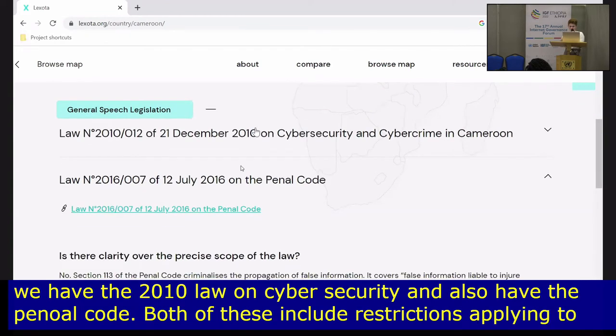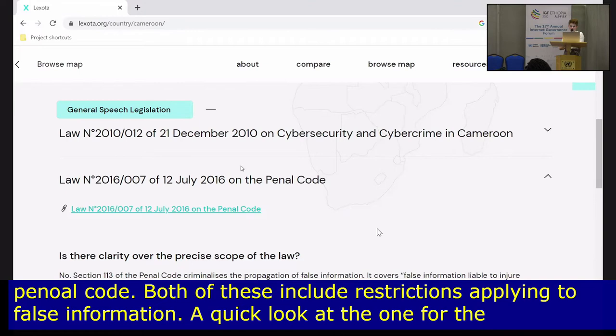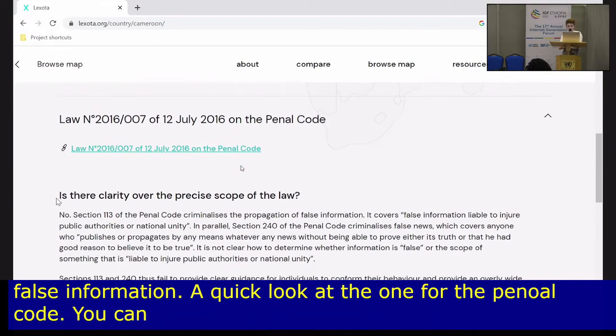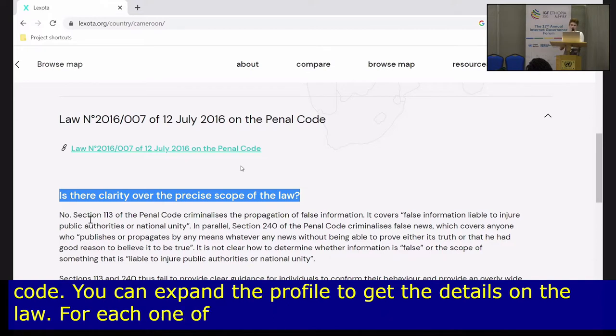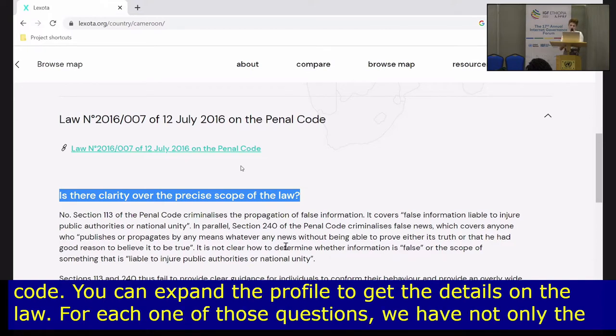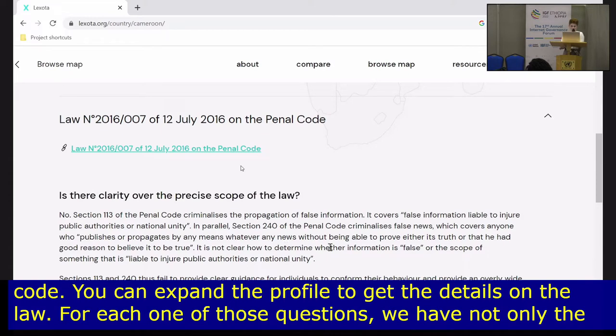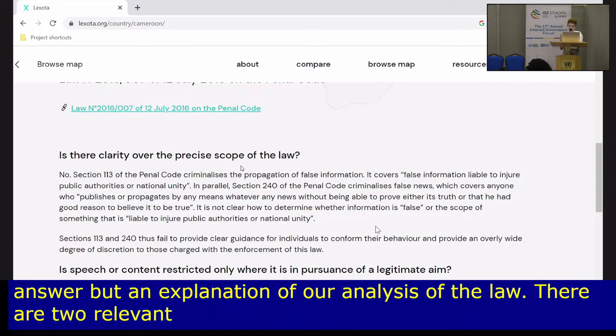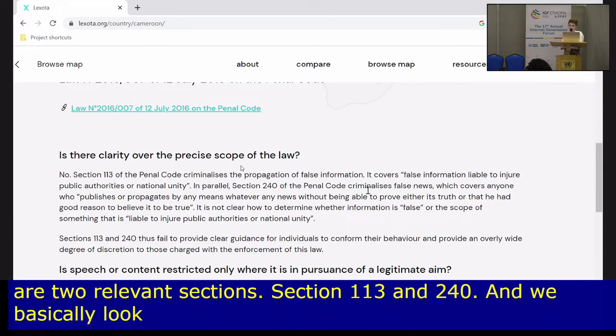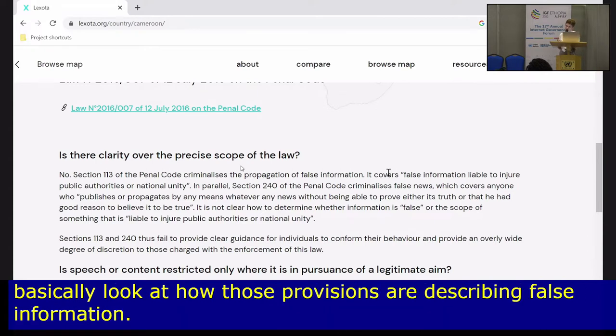You can expand the profile to get the details on the law. For each one of those questions, we have not only the answer, but also an explanation of our analysis of the law in relation to that question. For Cameroon's penal code, there are two relevant sections, section 113 and section 240. We look at how those provisions describe false information. One of them says false information liable to injure public authorities or national unity.